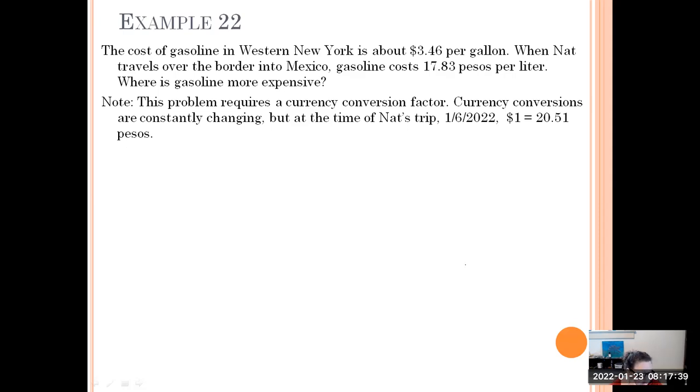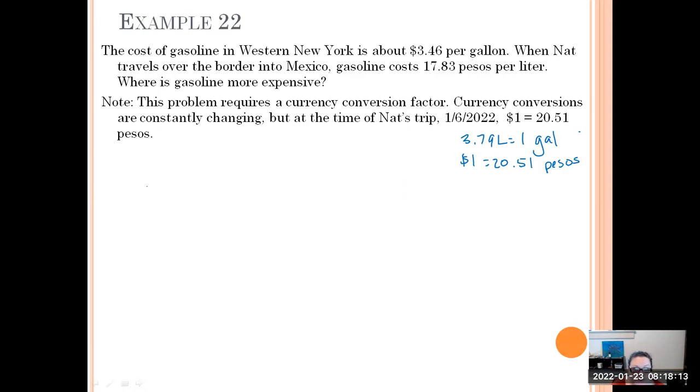All right, so we need to convert. If you look on the right-hand side of your useful conversion chart, under capacity, 3.79 liters is equal to 1 gallon. And that's what we're going to use for our conversion, along with the $1 is equal to 20.51 pesos. Those are our two conversions we'll be using, and we're going to have to do both of them.